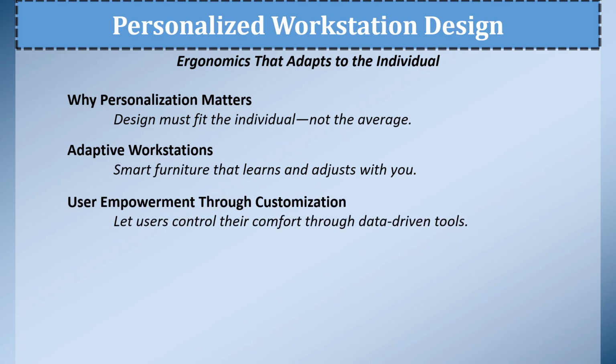User empowerment through customization: empowering users to adjust their space builds ownership and engagement. Dashboards allow workers to track their comfort data, receive recommendations, and fine-tune their environment. This balance of automation and control drives sustained ergonomic behavior. Personalized workstations go beyond convenience. They are key to long-term comfort and performance. AI and user feedback together ensure that every space works for the individual using it.